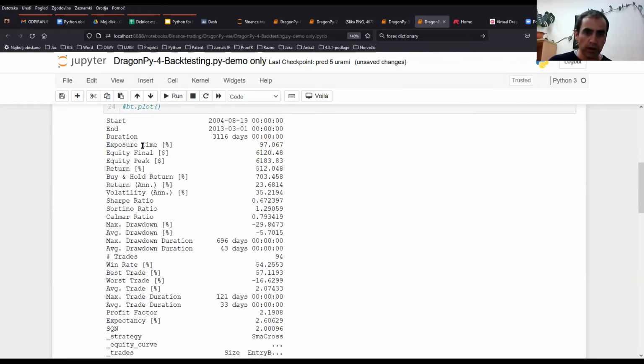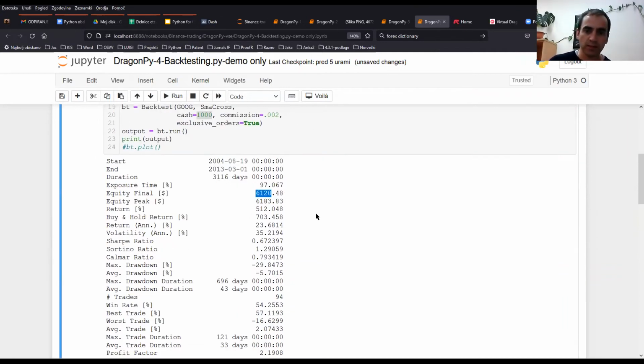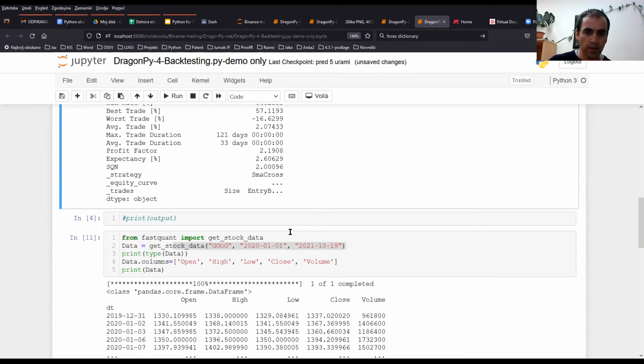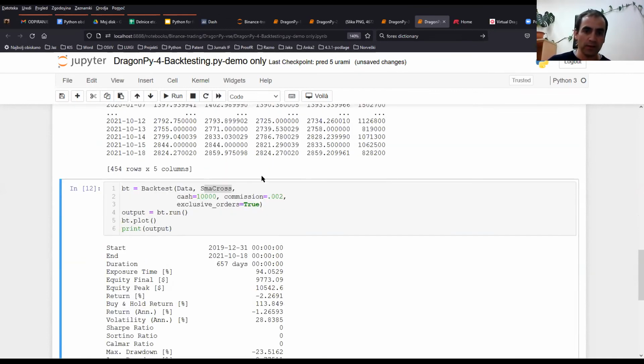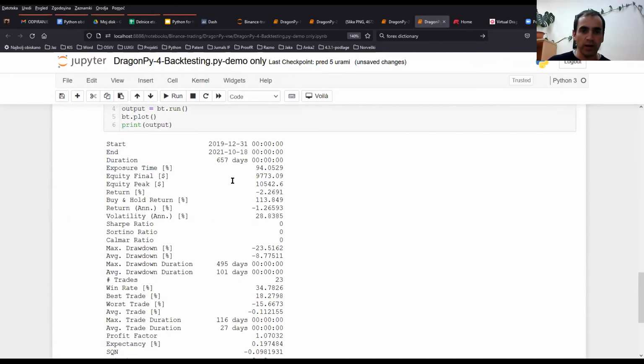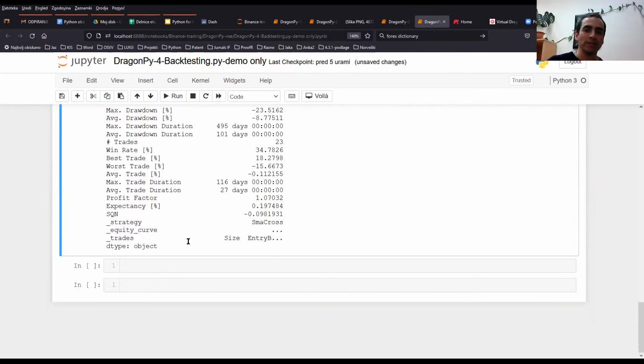And you get information about the final result. Okay, we started with 1,000 and we got 6,000 out. I was combining this with FastQuant to get real data from Google for another period, and you get live data, and we again applied this strategy with this library. For this period we ended with 10,000. We lost money with this strategy.